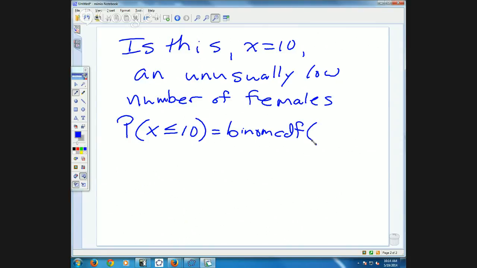Let's see, what's n here? That would be x. X is 10. n is 17. We're going to ignore me now because I am not a student at the moment. So we're going to go with 17.